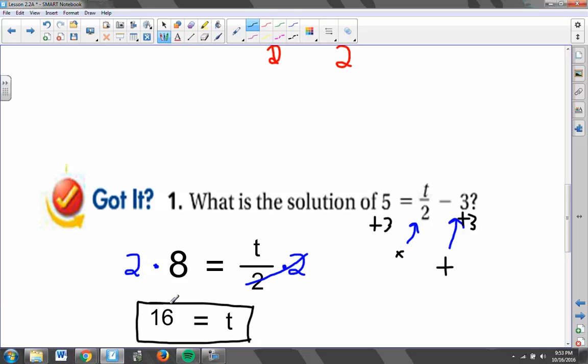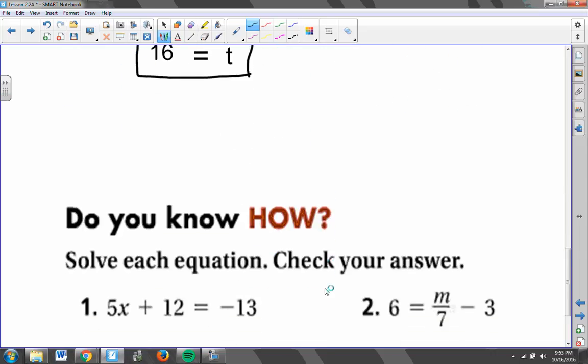So this process looks very similar to what we were doing in lesson 2.1, but we're now adding another step. We're adding another operation that we have to undo. And now the order is important for us, that we do it in the opposite order from the order of operations. So using these two examples to guide you, I'd like you to try these two problems here.